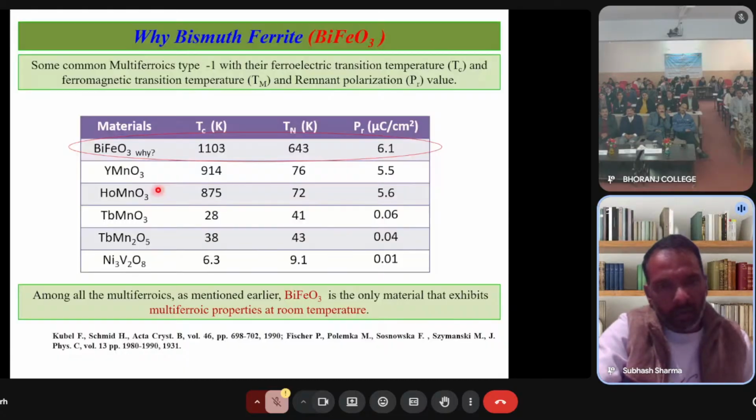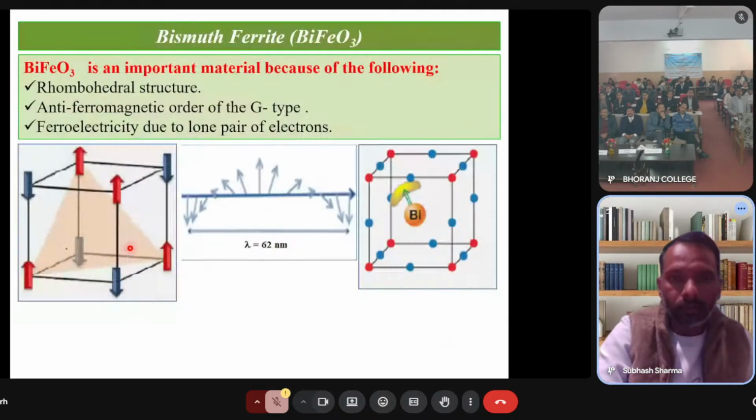but it doesn't mean that other materials have no applications. Sometimes we need applications below room temperature, so for that reason these materials are also important.